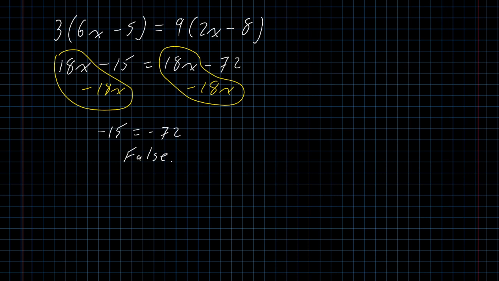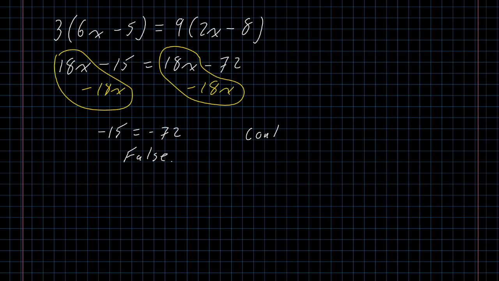This equation is false. We said absolutely nothing about the value of x. And in saying absolutely nothing about the value of x, we arrived at a false statement. This is an equation that is never true.